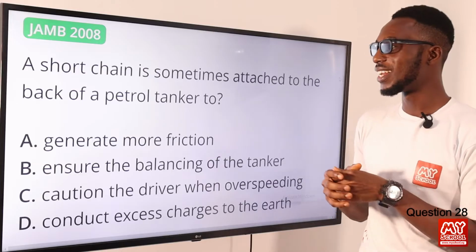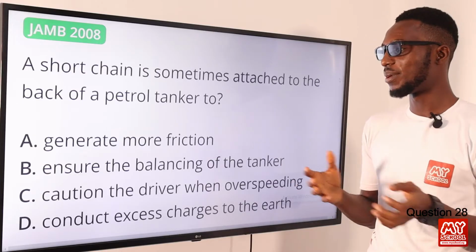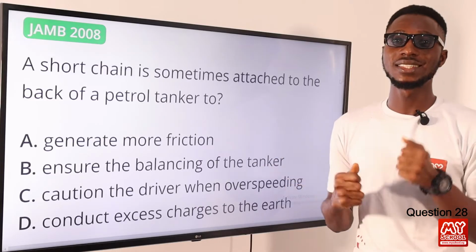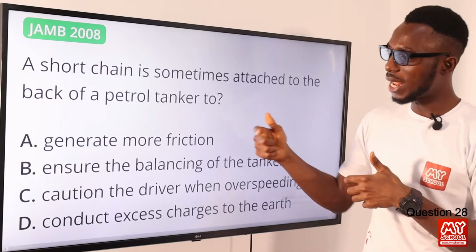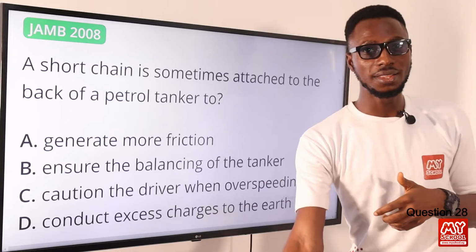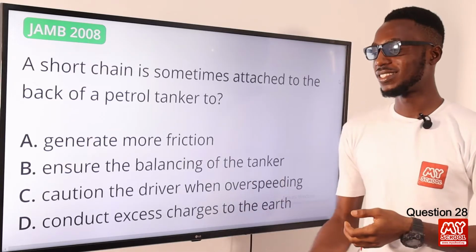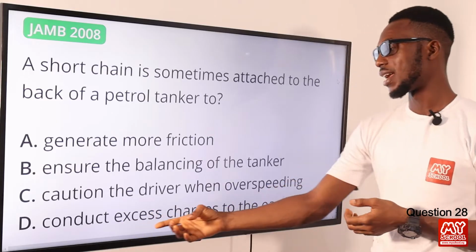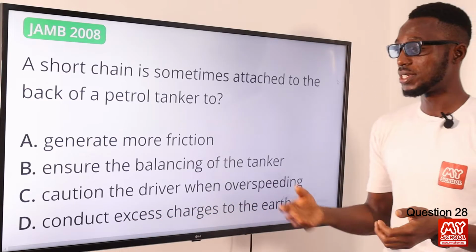So the right thing to do is to conduct these excess static charges through that chain down to the earth, where they are neutralized. So the best expression here is that it's just to conduct excess charges to the earth. So option D is the right option.